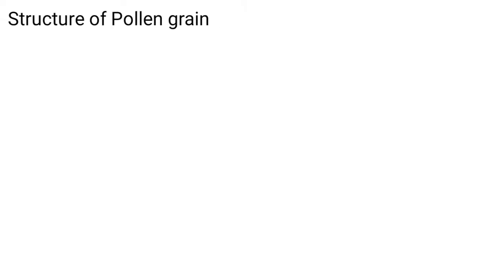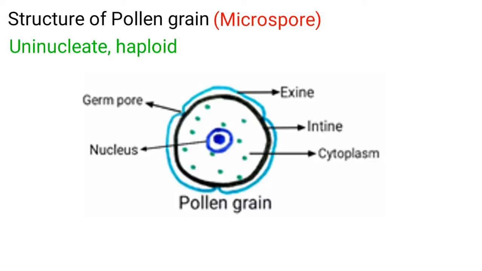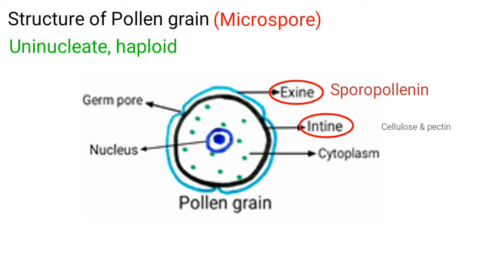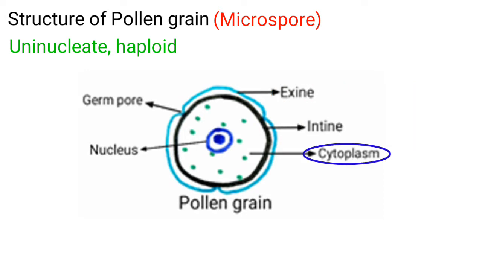Then the structure of pollen grain or microspore. So you can see this structure. It consists of exine and intine. Exine and intine together are called sporoderm. Exine is made up of sporopollenin. Intine is made up of cellulose and pectin. Then this is cytoplasm, nucleus, and this gap is germ pore. In case of dicotyledon pollen grain, there are three germ pores. In case of monocotyledon pollen grain, there is a single germ pore.